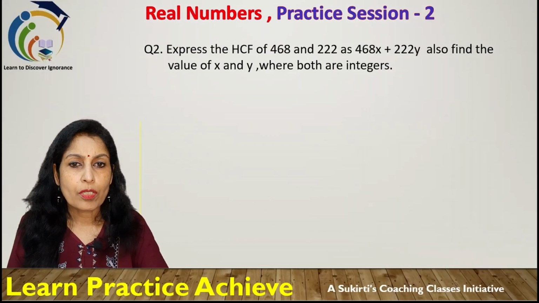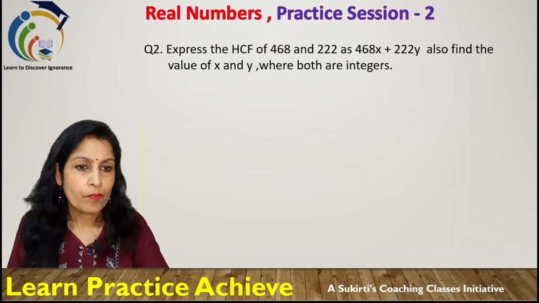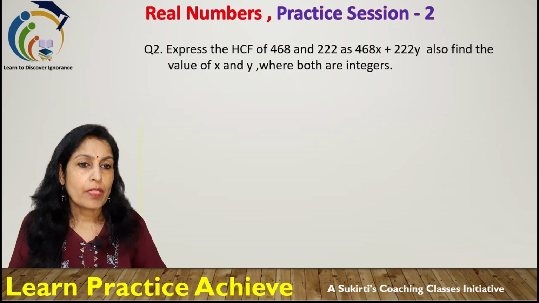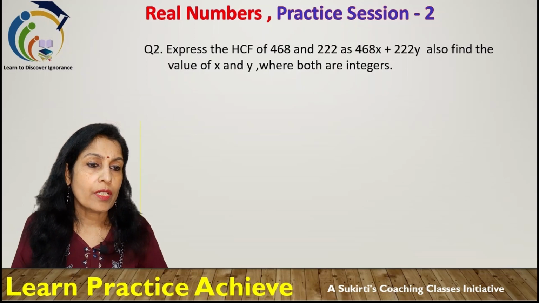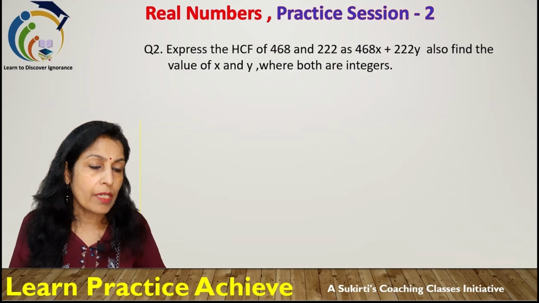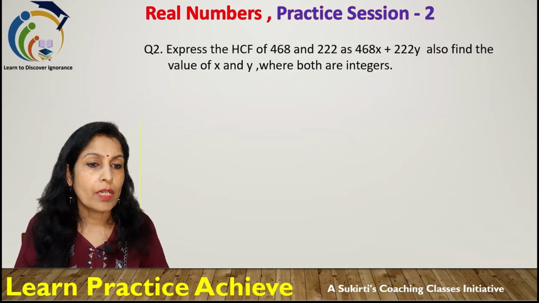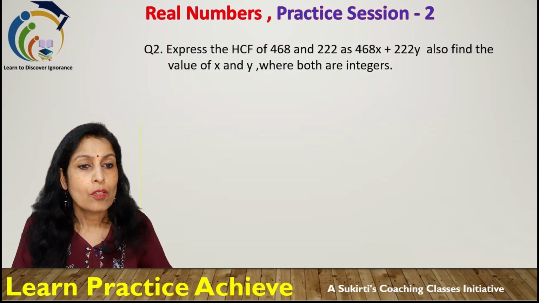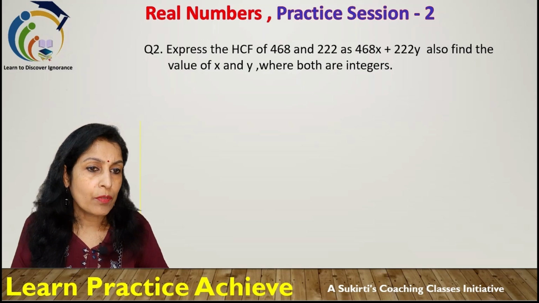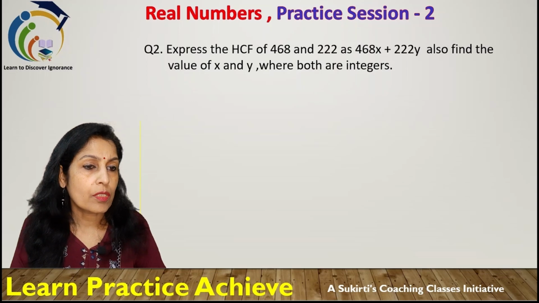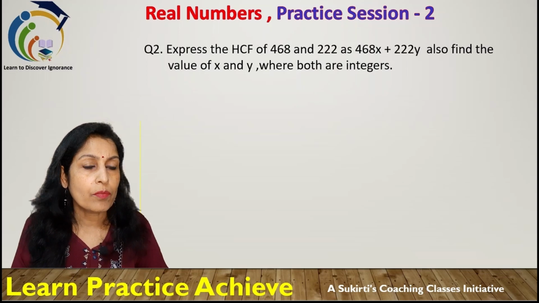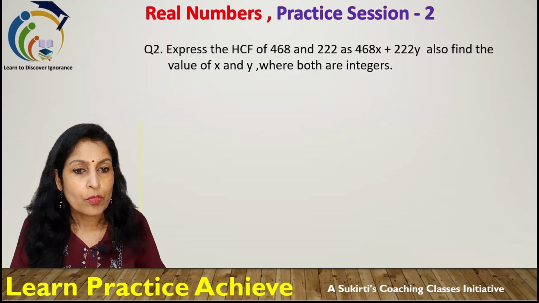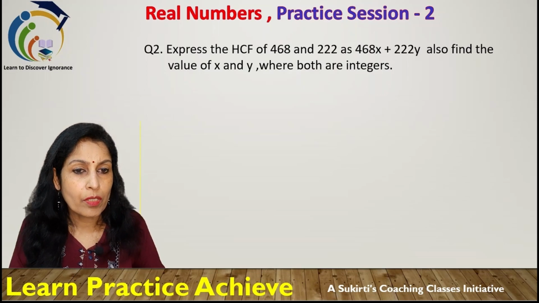Now we will do question number 2 of practice session 2. What is the question? Express the HCF of 468 and 222 as 468x plus 222y. Also find the values of x and y where both are integers. Because here the HCF of these two numbers is to be written in the form 468x plus 222y, first we will find the HCF of these two given numbers. To find the HCF of two given numbers, we have to use Euclid's division algorithm.